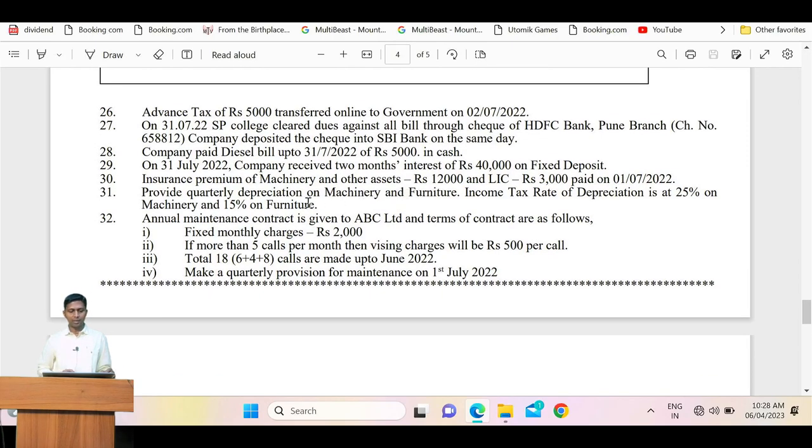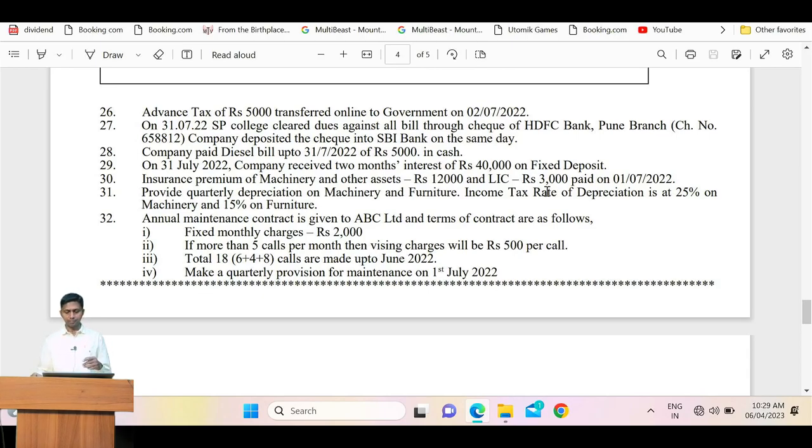And then depreciation, on what, machinery and furniture? They are asking us to provide depreciation. Income tax rate is also given. Income tax 25% on machinery and 15% on depreciation. They are saying to provide quarterly depreciation. Income tax rate means what? Income tax doesn't give you quarterly rates. They give you what?